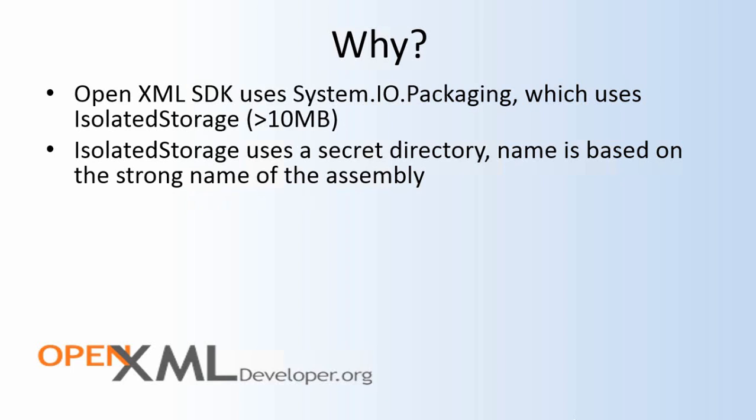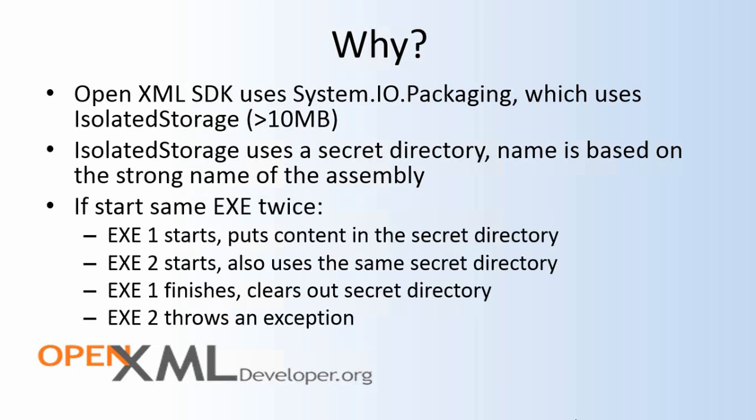Further, even if you take a particular executable and run it multiple times on the same machine, then executable 1 starts, it puts contents in this secret directory. Executable 2 does it also. Executable 1 finishes and clears out or modifies that secret directory, not taking into consideration that there's another user of that directory, and then executable 2 either throws an object disposed exception or it throws a null reference exception. But the problem is this doesn't happen all the time. It only happens when your usage of documents is such that you're going to use above 10 megabytes of storage.